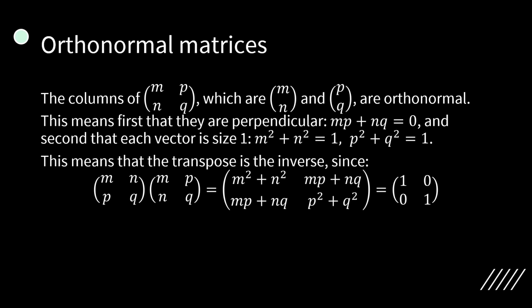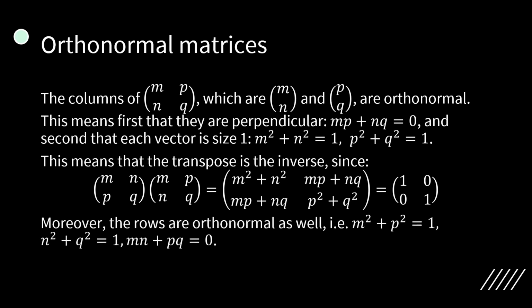Now, when this happens, you can also see that the rows are orthonormal as well. In other words, m squared plus p squared is 1. n squared plus q squared is 1. And also these two vectors, if you do the dot product, you get 0.